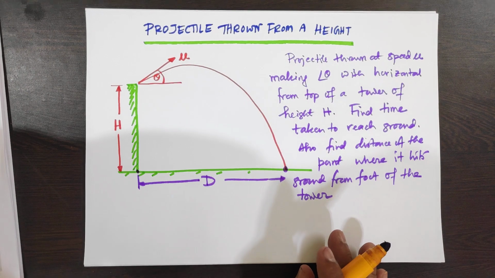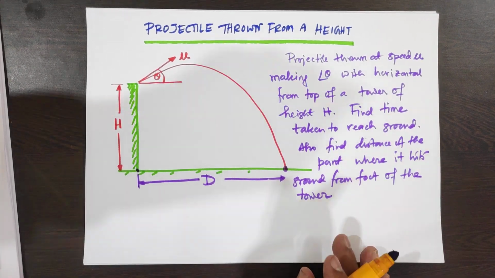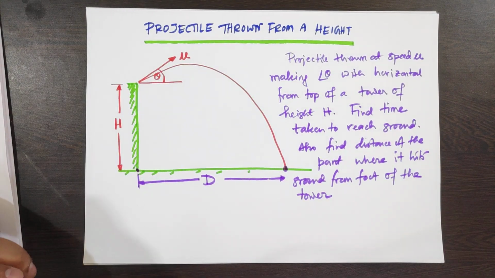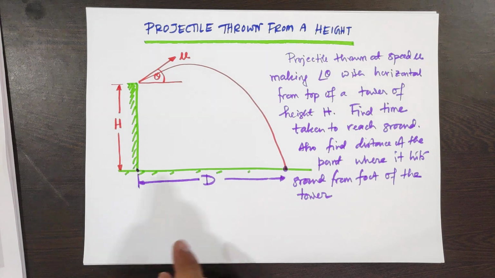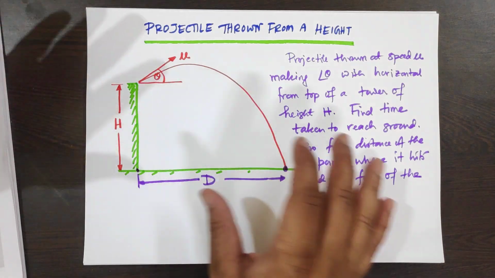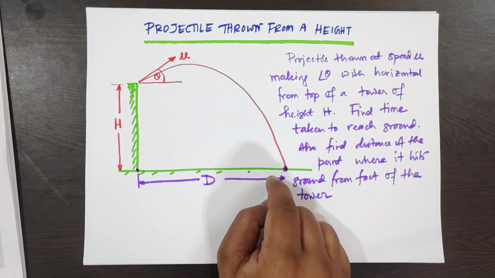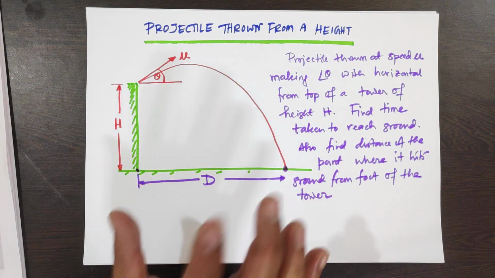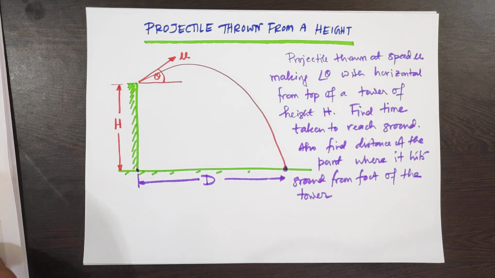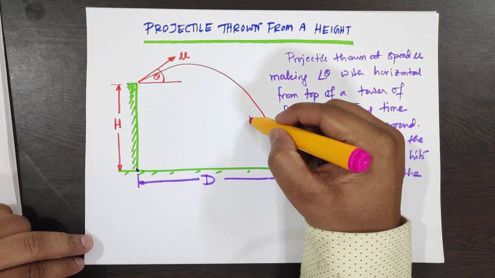Okay, so two things here. First you have to find out the time taken to strike the ground, and then this distance d. Here also the acceleration is g downwards.